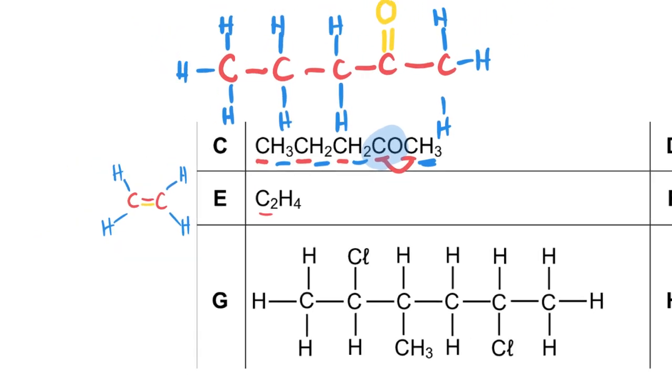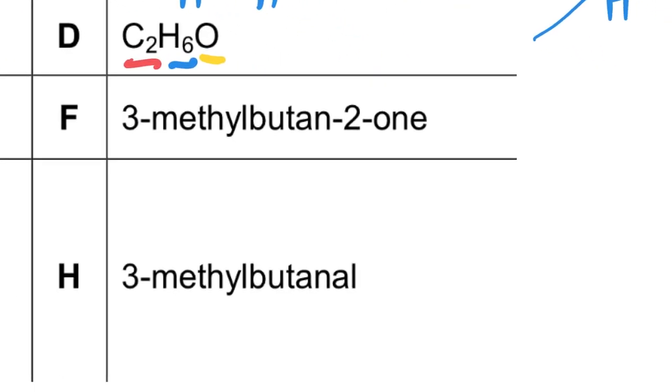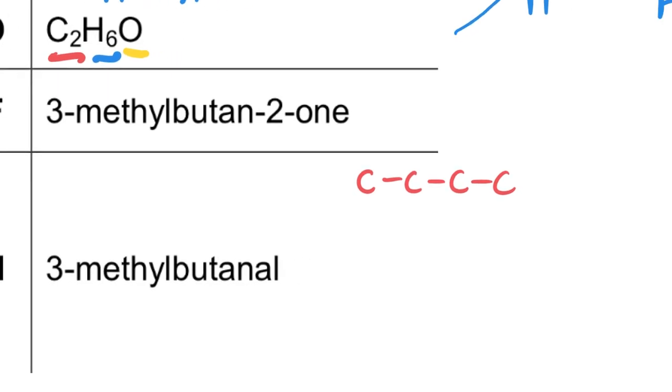Now, when we go to F and H, we are now going to draw their structural formulae. We see here, so this is butan-2-one. So but is, it's meth, it's eth, it's prop, it's but. And the 2-one tells us that the carbonyl group, sorry, not the carboxyl group, is going to sit on carbon number 2. There we go.